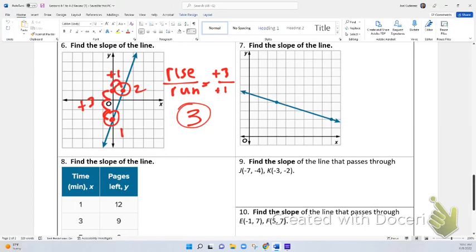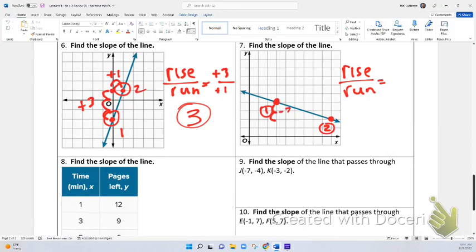Number 7 is just another example. Here's your point. Here's your point. We'll call this point 1. We'll call this point 2. Okay? So remember, rise is always the first one. Run is always the second one. Rise, I asked my fourth period, am I having to go up or go down in order to go from point 1 to point 2? Down. So I'm having to go down 1, 2 spots.